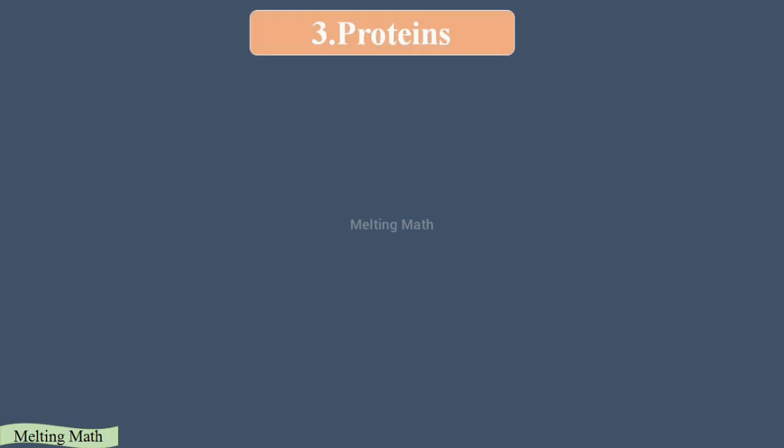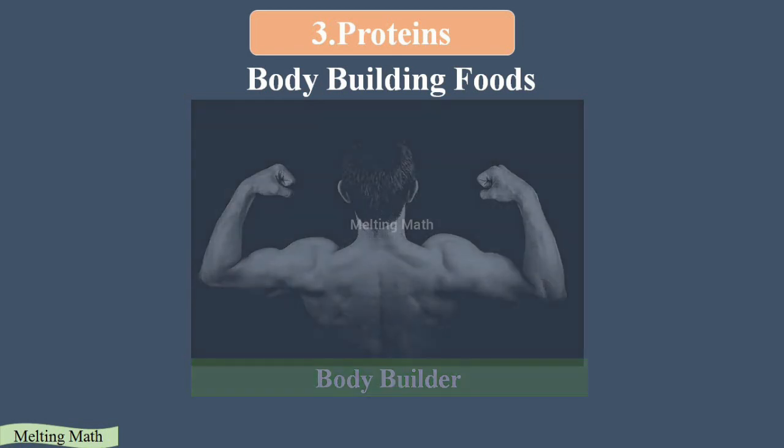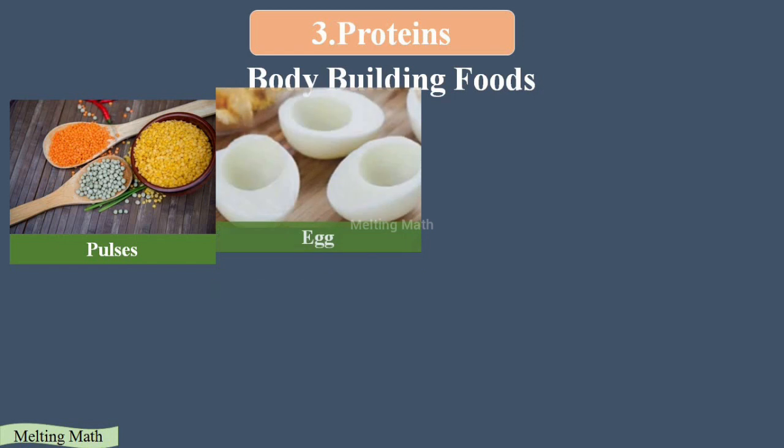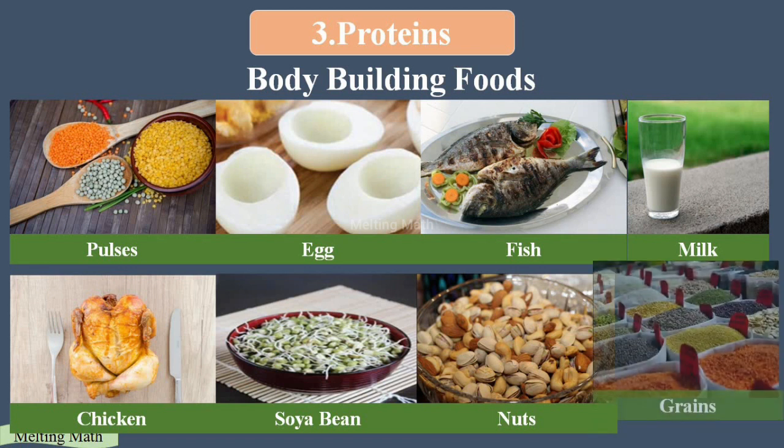Protein is the most important nutrient because it helps to build our body muscles and bones. When you see bodybuilders, definitely they must take in more proteins to build their body muscles and bones. So proteins are necessary for human growth, or for any other organism also, animals also. Protein also does some body functions like digestion. Okay, let's see the sources of proteins that are pulses, eggs, fish, milk, chicken, soybean, nuts, grains, etc. These are the protein rich food items.